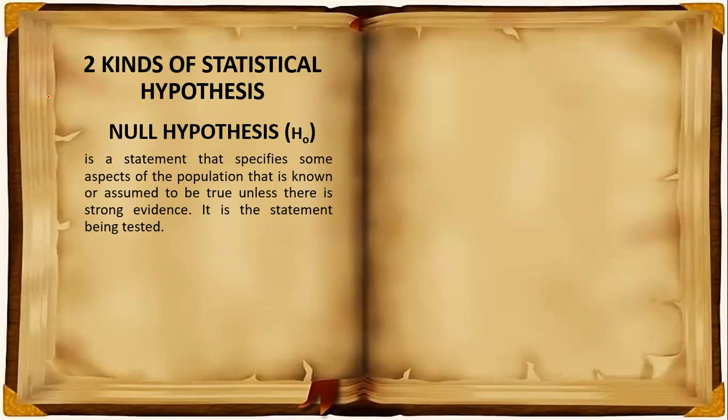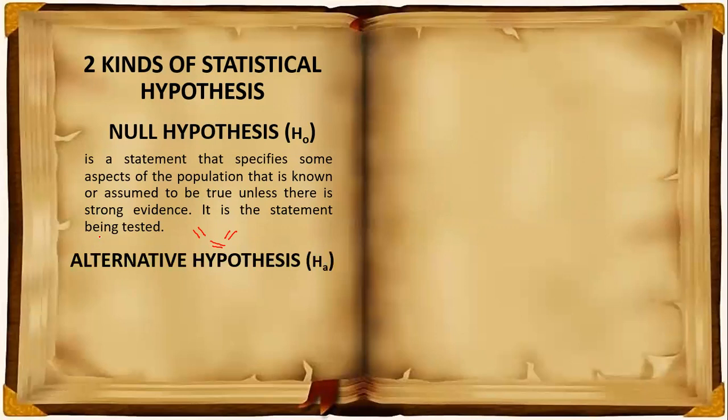Now, for the null hypothesis, class, it is a statement in which it says that there is no significant relationship or there is no difference between the variables, especially in your research title. Okay? Now, for the null hypothesis, class, its mathematical sign is the equal symbol. Right? That is the symbol of the null hypothesis.